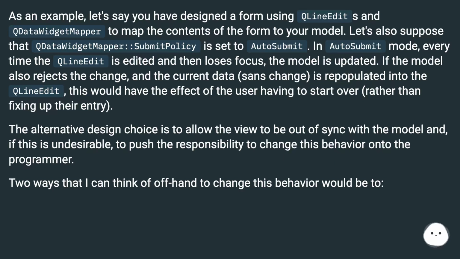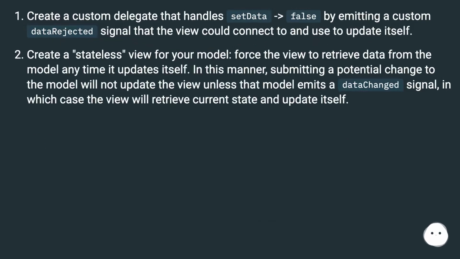The alternative design choice is to allow the view to be out of sync with the model and, if this is undesirable, to push the responsibility to change this behavior onto the programmer. Two ways that I can think of offhand to change this behavior would be to create a custom delegate that handles setData false by emitting a custom dataRejected signal that the view could connect to and use to update itself. Or create a stateless view for your model, force the view to retrieve data from the model anytime it updates itself. In this manner, submitting a potential change to the model will not update the view unless that model emits a dataChanged signal, in which case the view will retrieve current state and update itself.